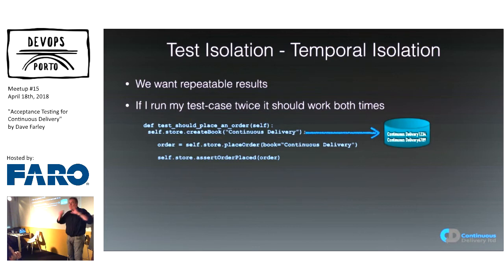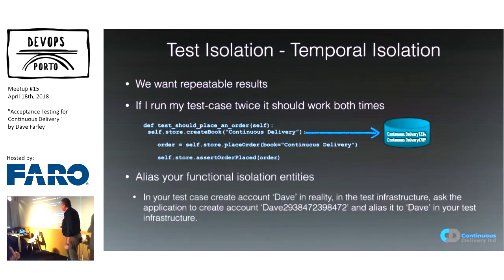Any kind of entity that we created in the context of a test, we would just name mangle it. So alias your functional isolation entities, give them a made-up name, and use your test infrastructure to map to and from it, and it gives you this way to go really fast, building the stuff that your tests need, and have each test absolutely isolated from itself and every other test.